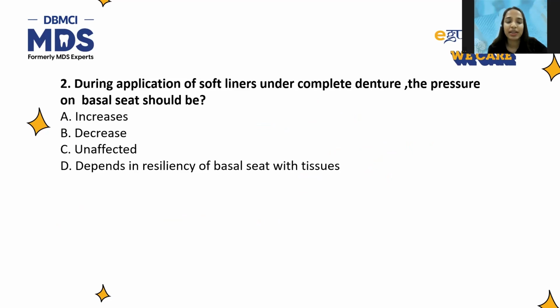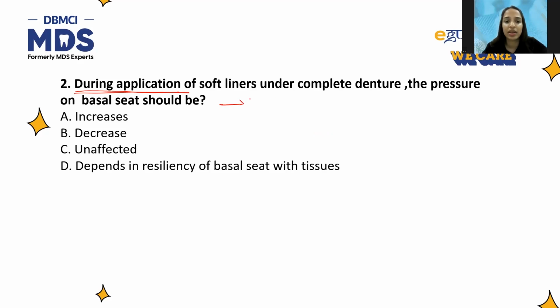Now, during application of soft liners under complete denture, the pressure on the basal seat should be what? First and foremost, we see the question here. During the process of application of soft liners. Soft liners are your tissue conditioners. Nothing has been mentioned here, whether they are temporary soft liners or the permanent heat cure ones. During the application process of a soft liner, what should be the pressure on the basal seat? Should it increase? Should it decrease? Should it be unaffected? Or it depends on the resiliency of the basal seat with tissues.